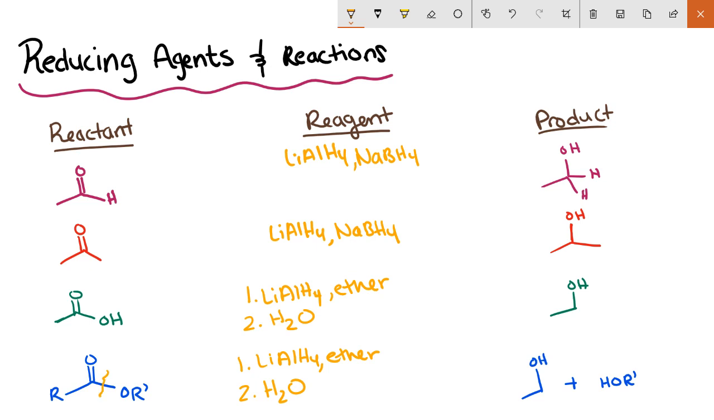Essentially, the bond here is going to be removed, and we will be protonating this O and then protonating this O.